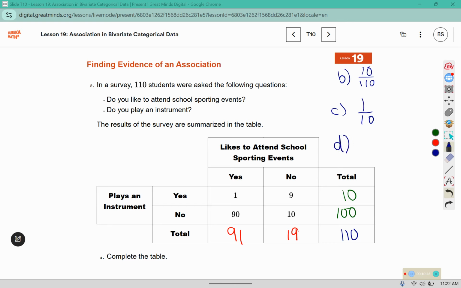D. In the survey, what fraction of students like to attend school sporting events? There are 110 students, and 91 of them said they like to attend sporting events.